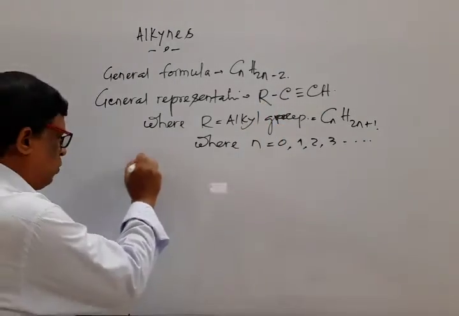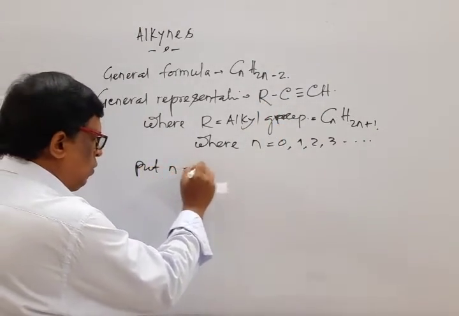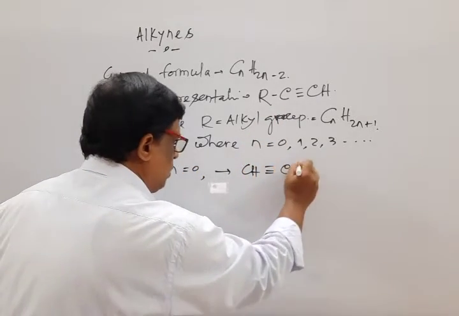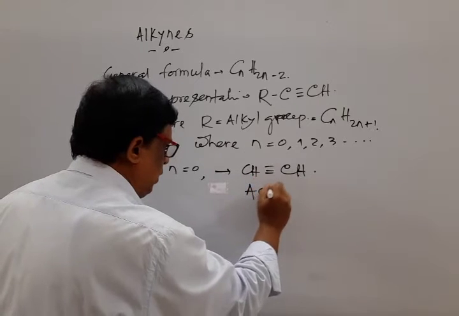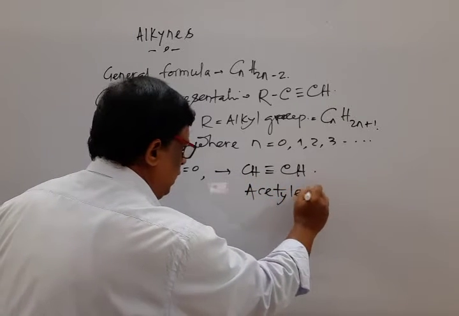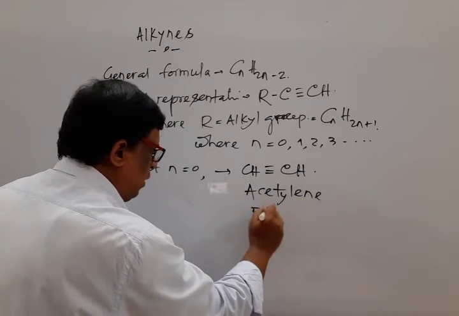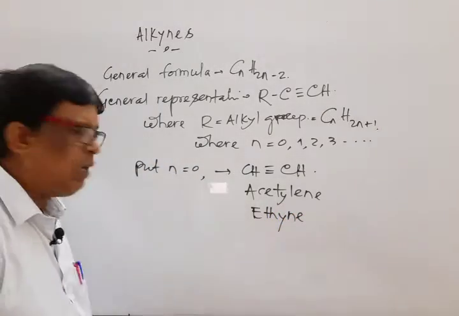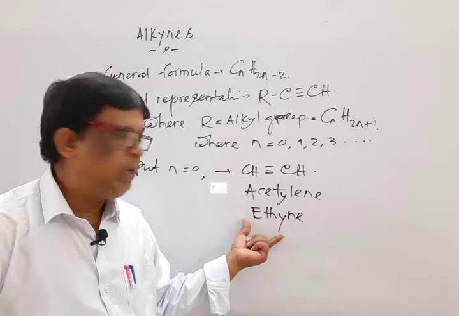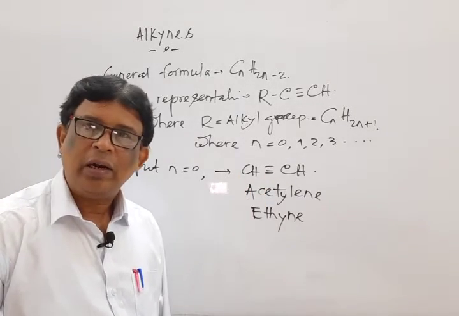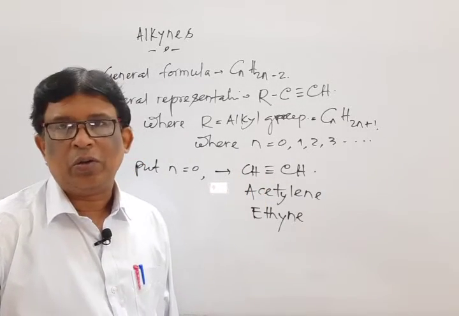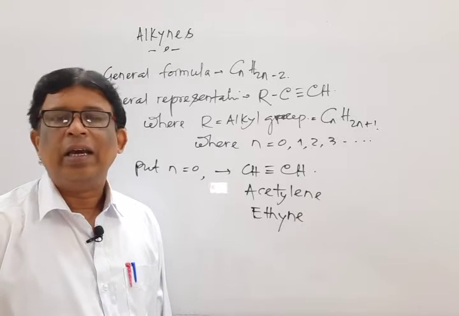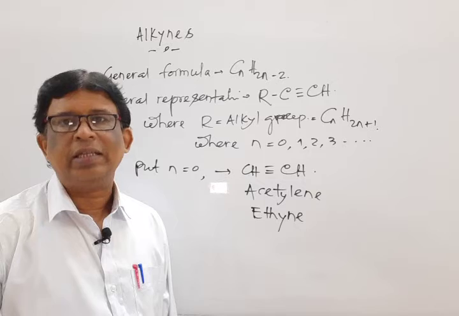So mark that, put n is equal to 0, it becomes CH triple bond CH. Its common name is acetylene, IUPAC name is ethyne. It is the first member of this family, acetylene, where the carbon atom undergoes sp hybridization. Bond angle is 180 degree and geometry is linear.